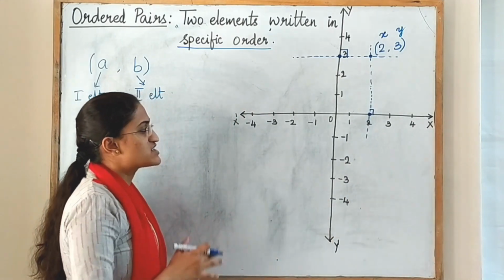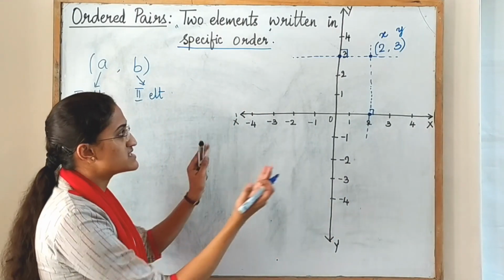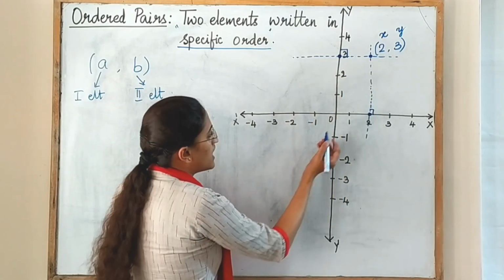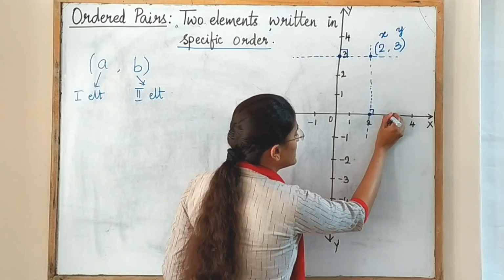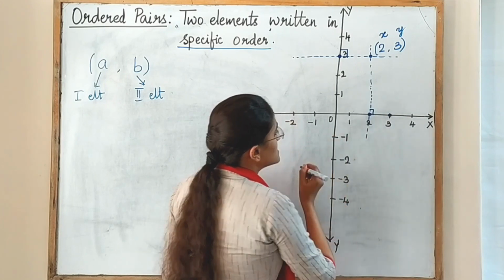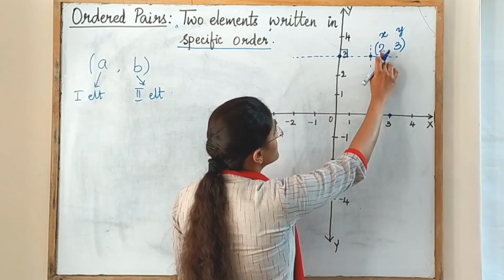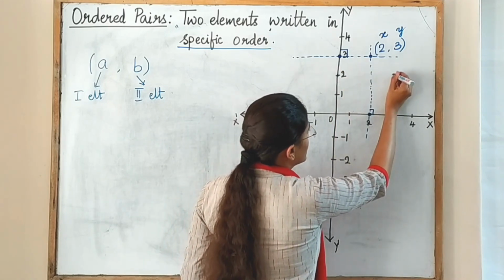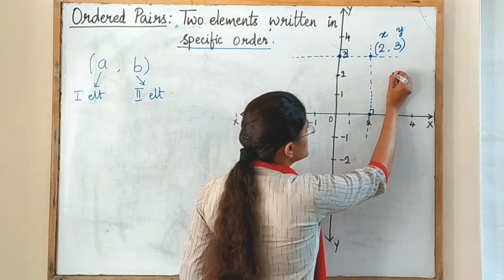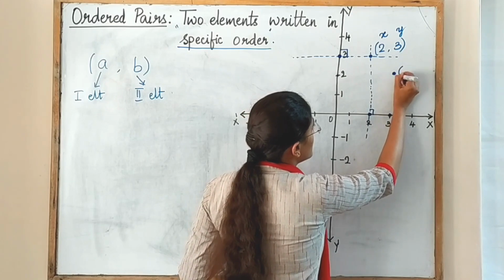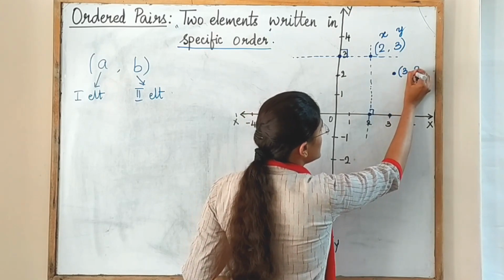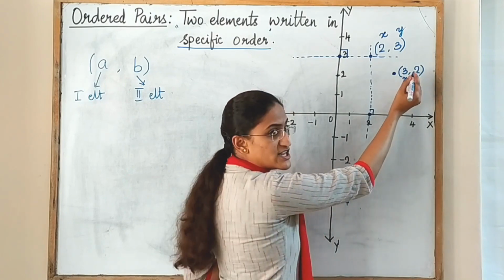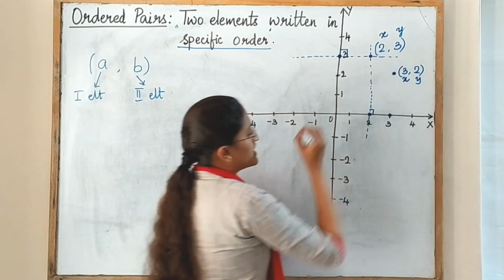Now, if I wish to mark the same point in the reverse way, that is, if I wish to mark (3, 2), where is 3? Now, the point 3 here and the point 2 on the y-axis, the perpendicular lines which intersect at these two are nothing but this one, and hence you get the point (3, 2), where 3 is now the x coordinate and 2 is now the y coordinate.